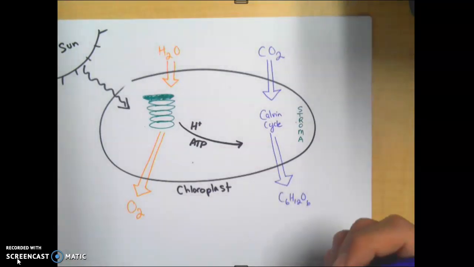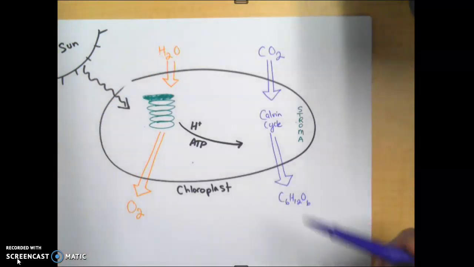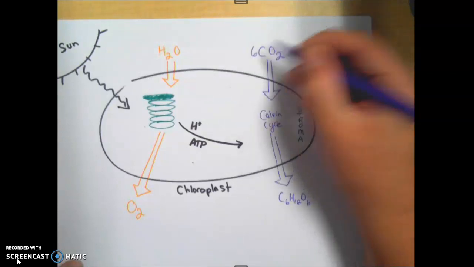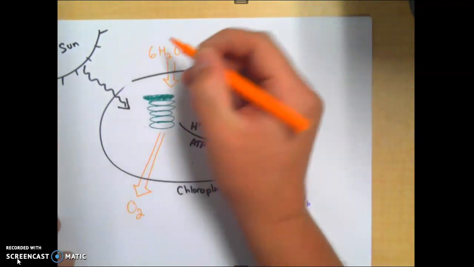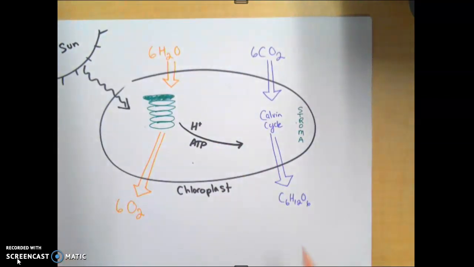All of this is happening at the same time. Both of these things occur simultaneously. So this is that point where I can go back and say, okay, there's actually 6 carbon dioxides, and we also have 6 waters in order to make our 6 oxygens and our glucose molecule. That's just the balanced nature of this equation.